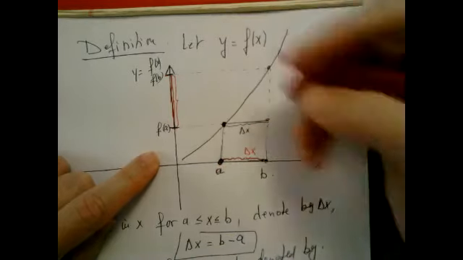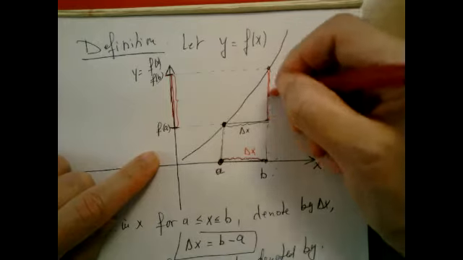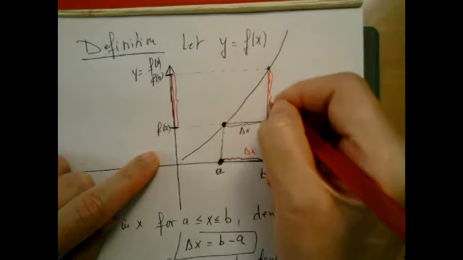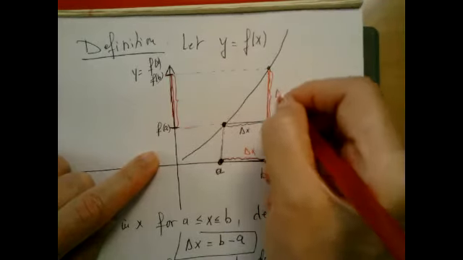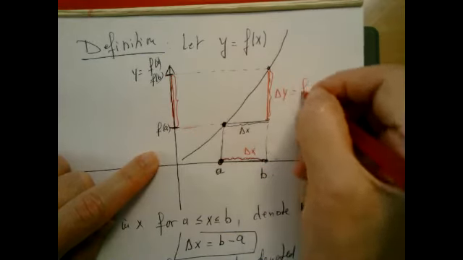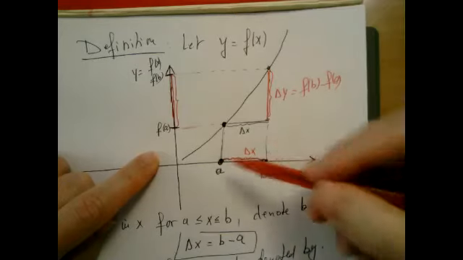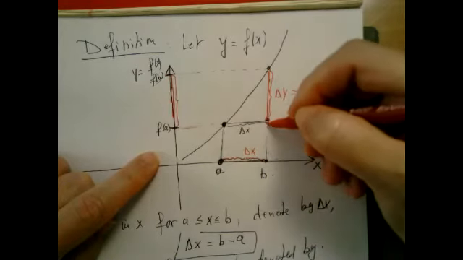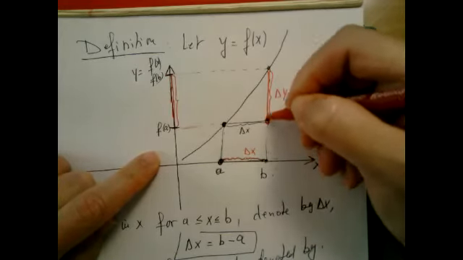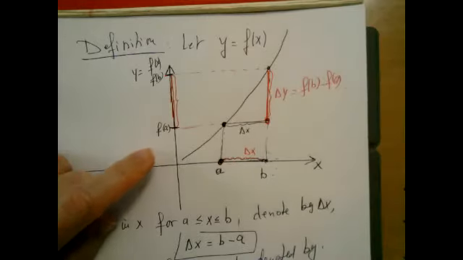And from here to here, that's the change in Y. This is delta Y, which is f of B minus f of A. So as we go from here to here, the output changed. And that's what we call the change in Y.